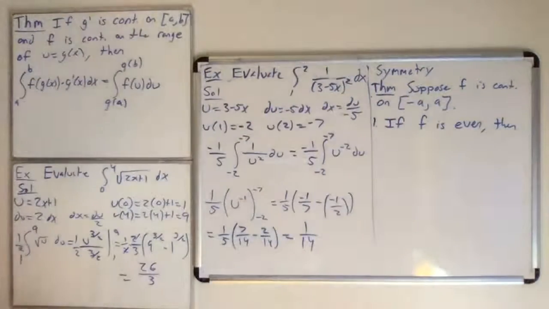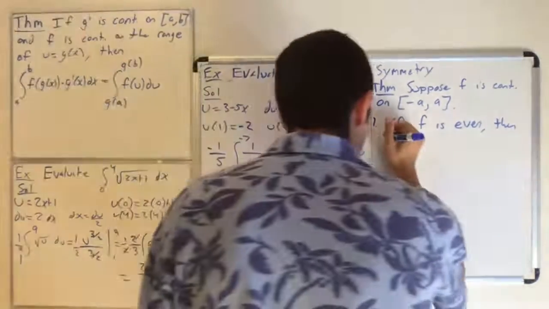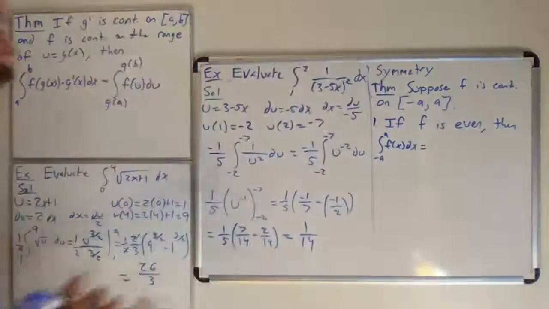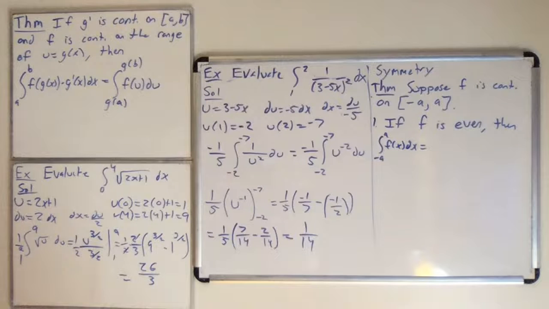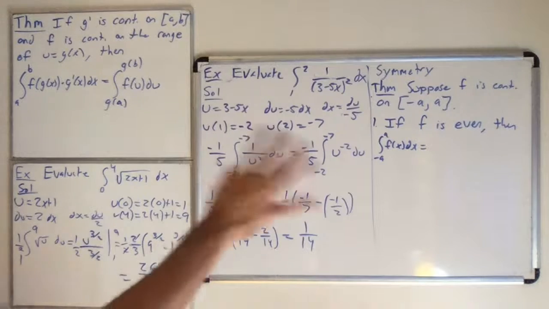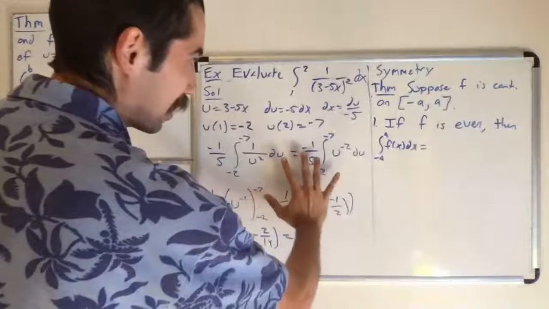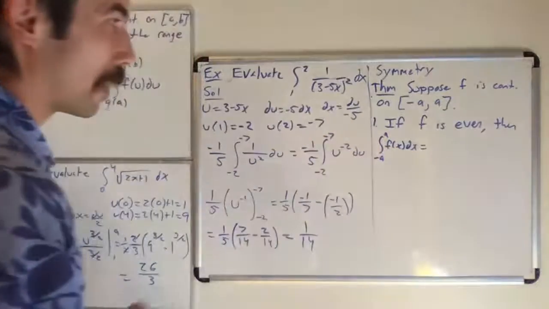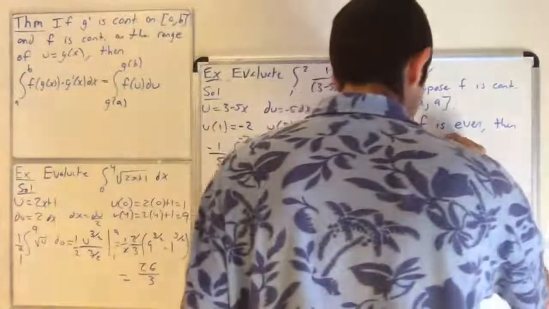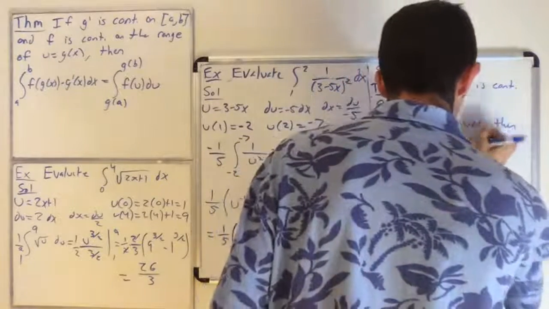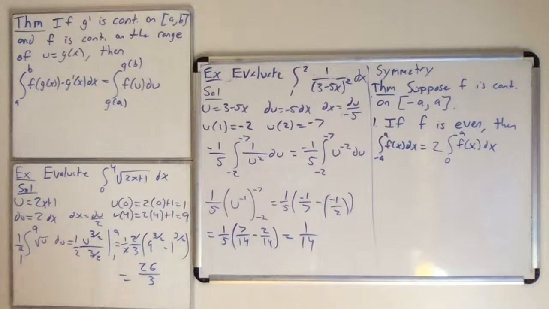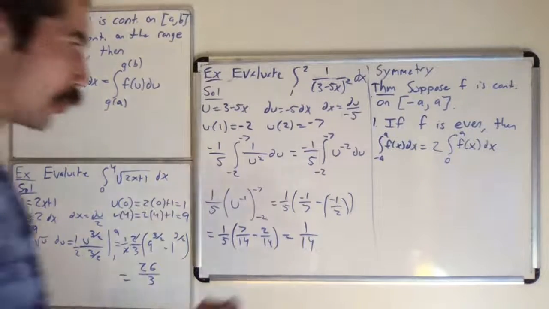If f is even, then the integral from negative a to a is equal to, well, what's it mean to be even? It means it's symmetric about the y-axis. So everything on the right-hand side of the graph is the same as it is on the left-hand side of the graph. So if we want to go from negative a to a, we could just go from 0 to a and then double it.